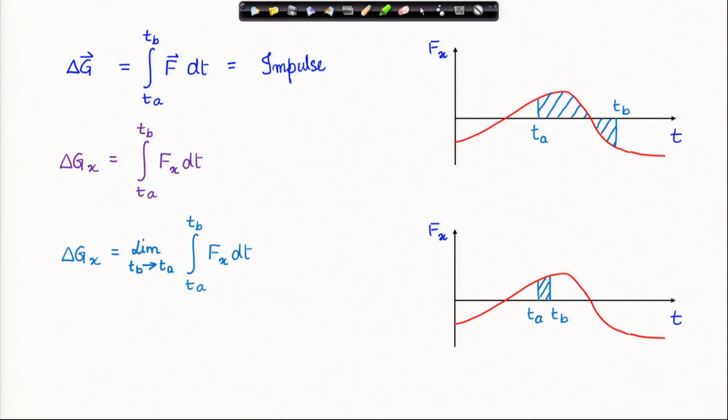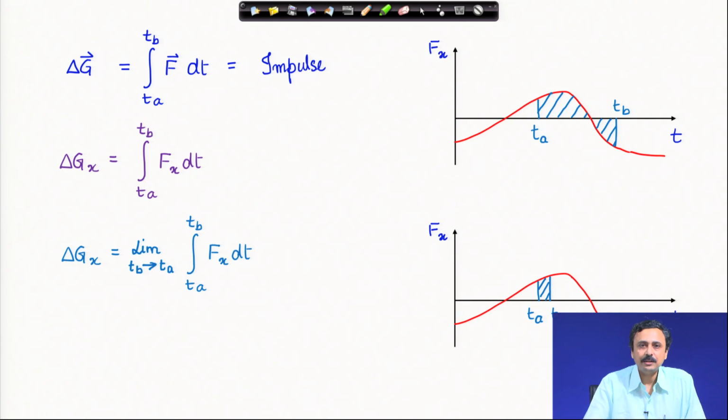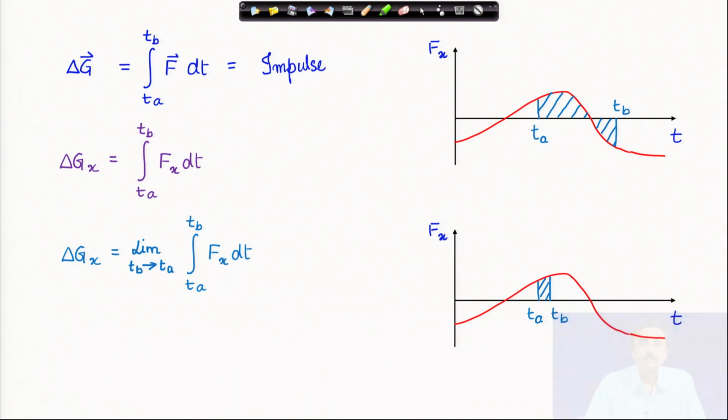Let us consider the situation: what happens when T B slowly tends to T A? The integral is nothing but the area under the force curve, the force-time curve. Impulse is therefore the integral of the force-time curve, the area under the force versus time curve. That area under this curve is the impulse.